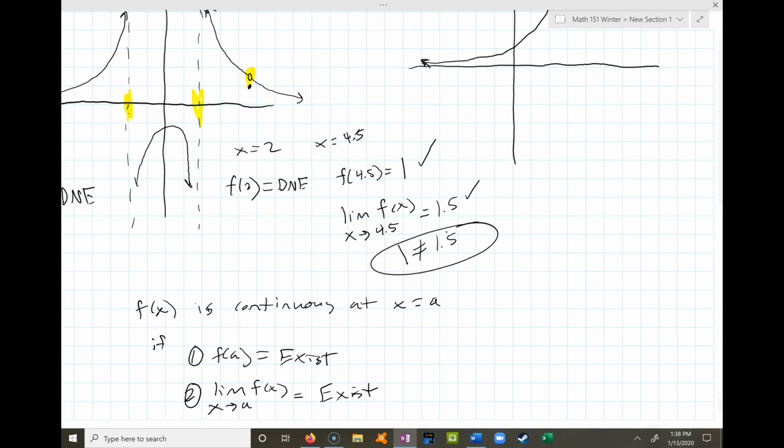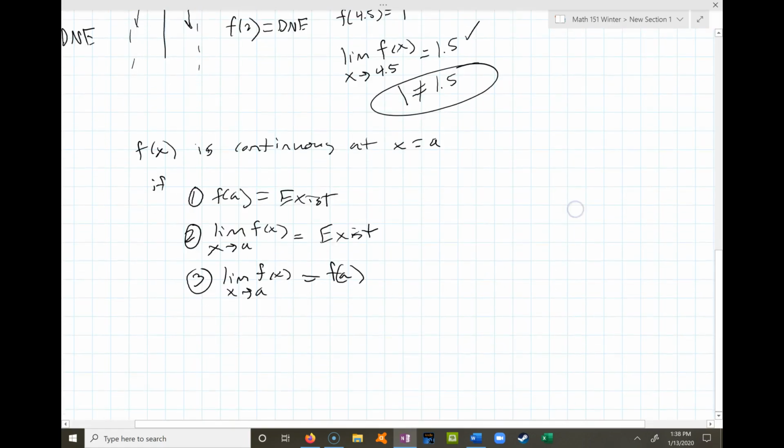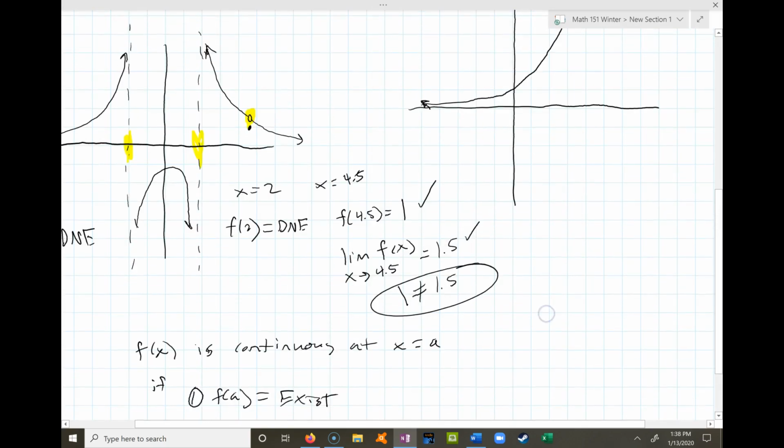So that's the definition of continuity, which you can think of as a three-part definition, or as a definition with 3 criteria. In order to be continuous at a point, at x equals some number, the function has to exist at that value. The limit has to exist as x approaches that value, and the limit value and the functional value have to be equal to each other. So that's the definition of continuity.